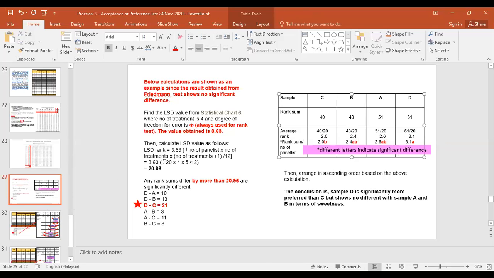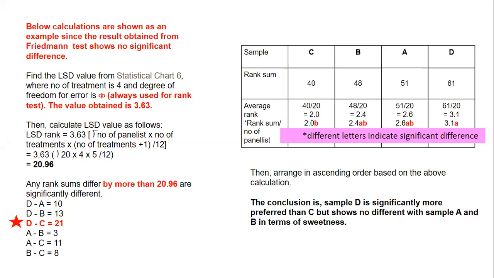Okay, this is the conclusion that I made. I will show you later how I get this conclusion. So the conclusion is D is significantly more preferred.